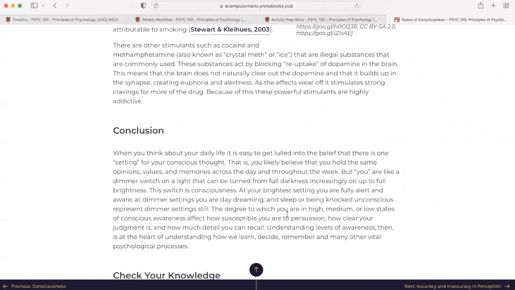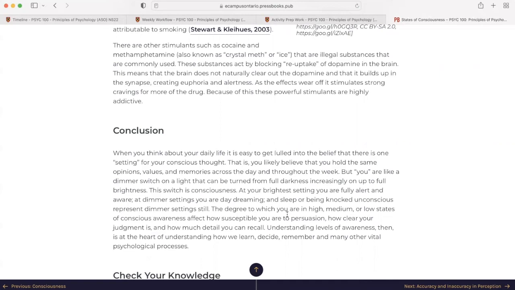That's how addiction happens. We finalize the chapter in conclusion to say, when you are thinking about your daily life, it is easy to get lulled into the belief that there is one setting for your conscious thought. That is, you likely believe that you hold the same opinions, values, and memories across the day and throughout the week. But you are like a dimmer switch on a light that can be turned from full darkness increasingly on up to full brightness. This switch is consciousness.